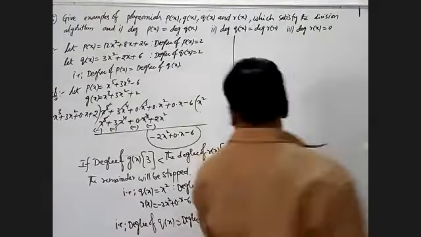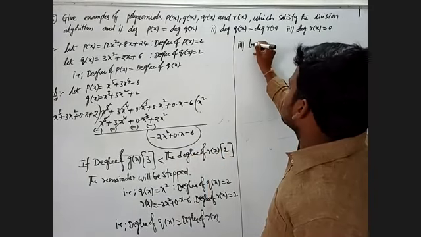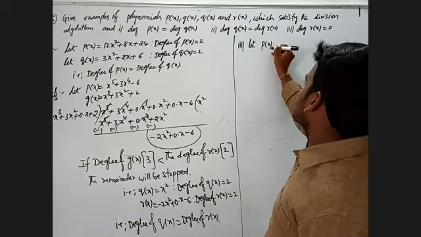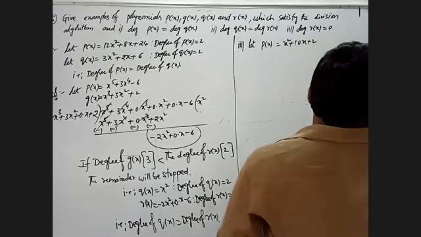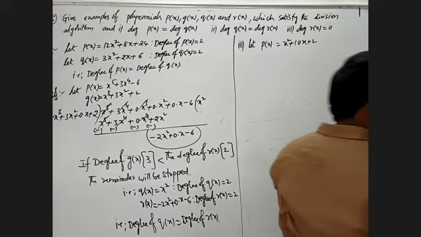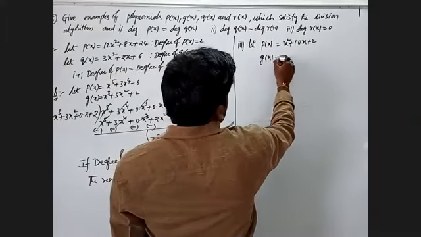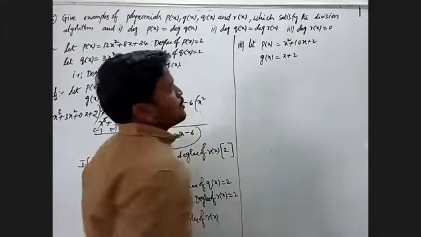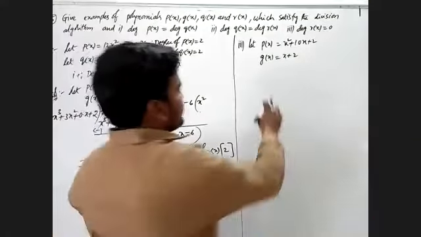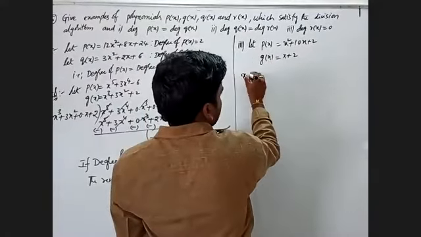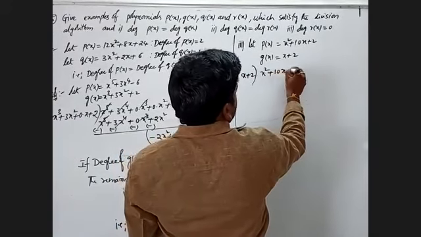Now I am going to the third one. Here also we will take p(x) is nothing but x square plus 10x plus 2. Otherwise, we will take g(x) is nothing but x plus 2. These two polynomials are assumed polynomials. Here g(x) is divided by p(x), that means x square plus 10x plus 2 is divided by x plus 2.